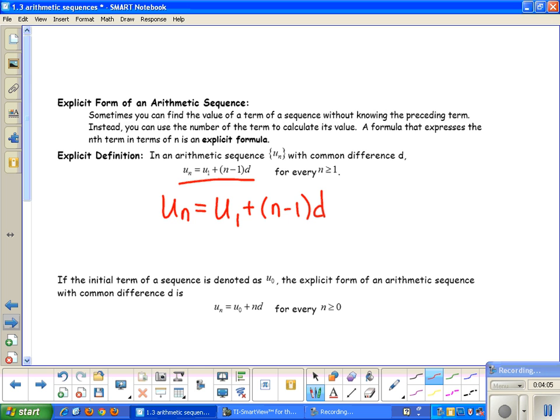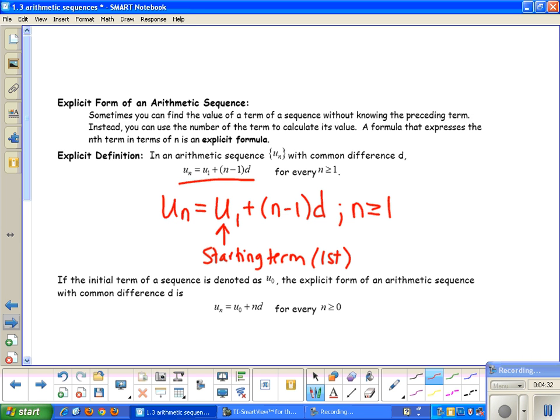And for this one, instead of starting off with n values being greater than or equal to 2, we're starting off with values greater than or equal to 1, because we're saying that our starting term, or your first term, is u sub 1. So since it's u sub 1, that's why n has to be greater than or equal to 1.